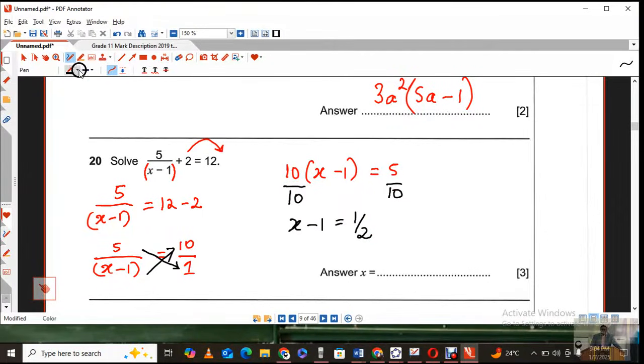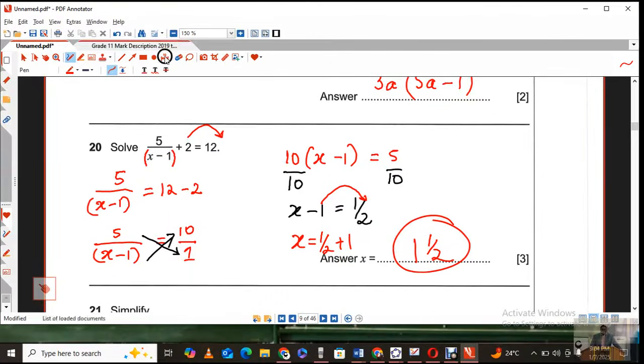Guess what? If you now have to move that minus 1 over again, it's going to be x equals 1 half plus 1. What is 1 plus a half? Well, that's 1.5. Whatever method you decide to use, you still arrive at the same answer. But it's important that you do show a lot of your working, because this is where you're going to gain marks and so on.